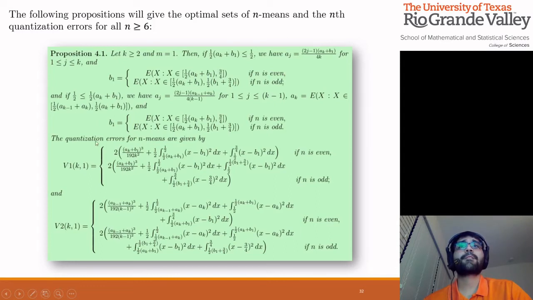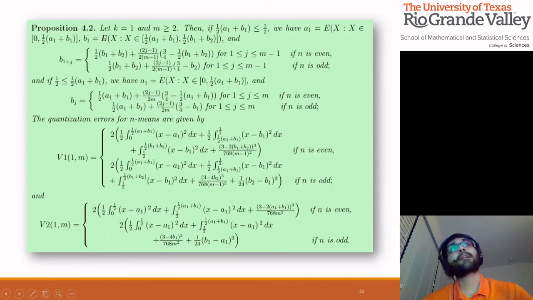The quantization errors for n means are given below. We have to consider the case when n is even, and when n is odd, we have different expressions. Similarly here, remember B1 is when the boundary of the Born region is less than or equal to 1/2, and this is when the boundary of the Born region is greater than or equal to 1/2.